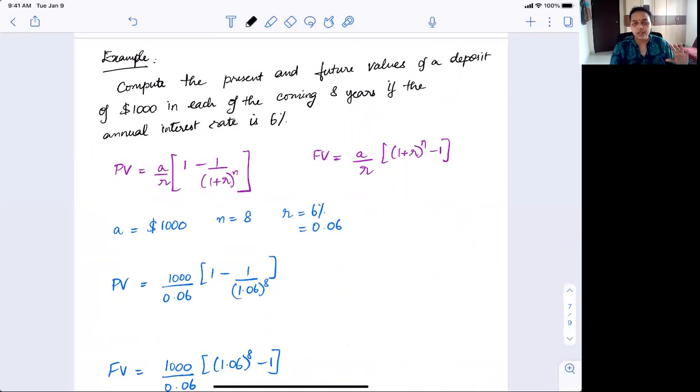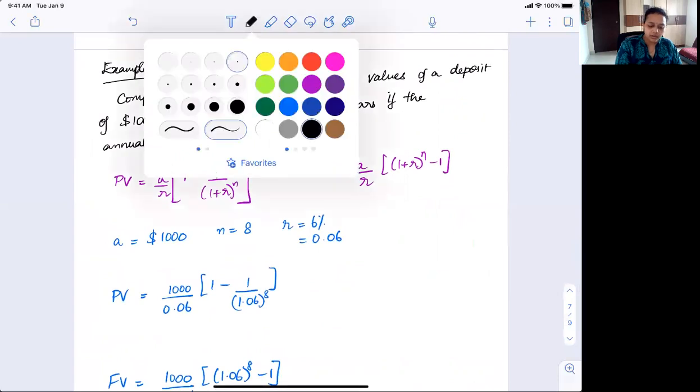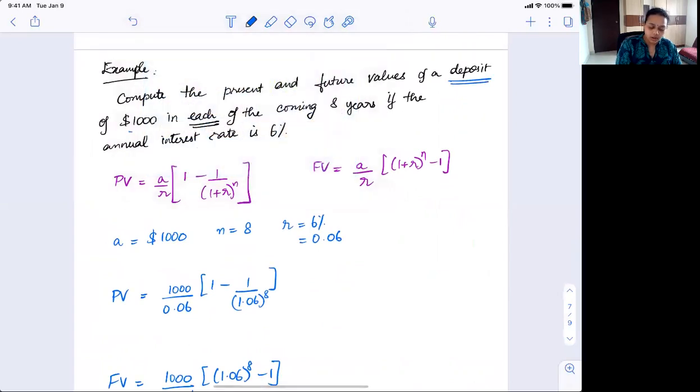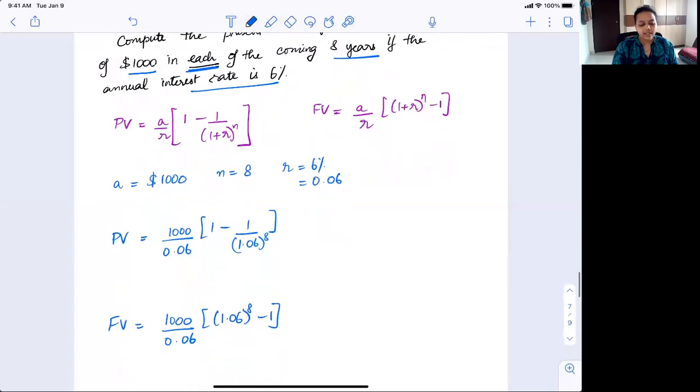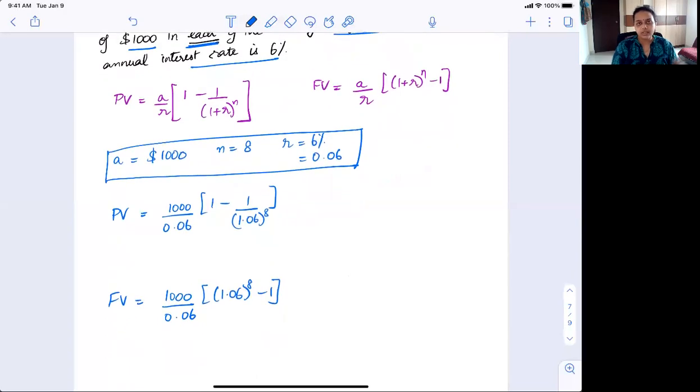Now, how do you know this is a question that pertains to annuity? The key phrase here is "each". So there's a deposit of $1,000 in each of the coming 8 years at a rate of 6%. And so that's the clue that you're working in an annuity problem. The question asks us to find the present and future values of an annuity. Given the values of A, N, and R, which we can gauge from the problem, the straightforward next step is to just plug these values into your formula and get an answer.